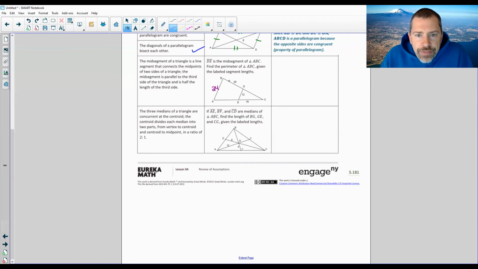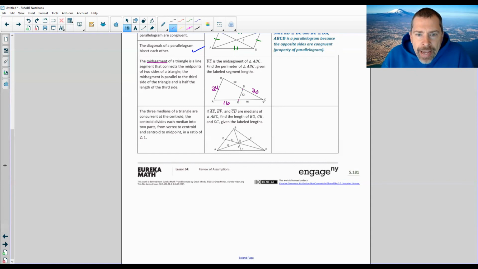But if BD is 20, how do I find DC? Well, that's a midpoint right here. So this is 20. E is the midpoint of AC because it's a mid segment. So if AEC is 16, AE is 16.